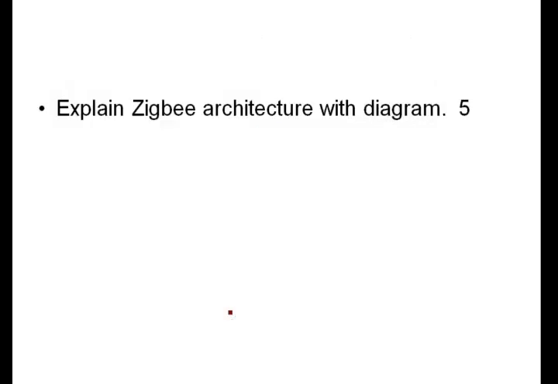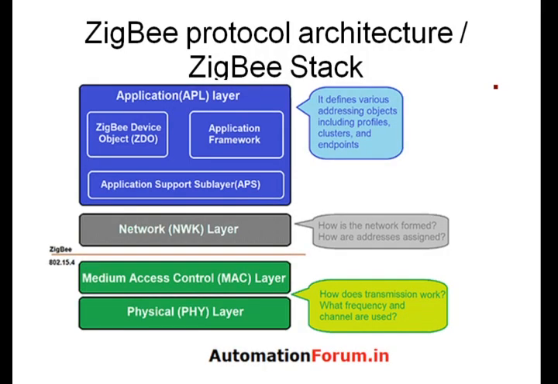Okay, now next question is: explain Zigbee architecture with diagram. So here the architecture of Zigbee has been asked for 5 marks. Many of the times this question has been asked. Okay, so this is the Zigbee protocol architecture, or you can call it the Zigbee stack.